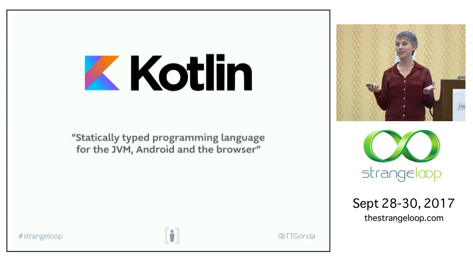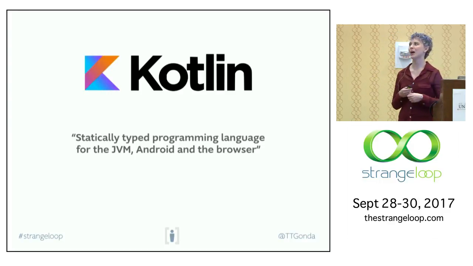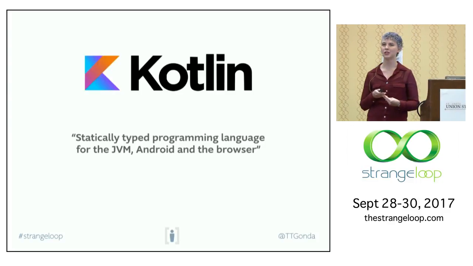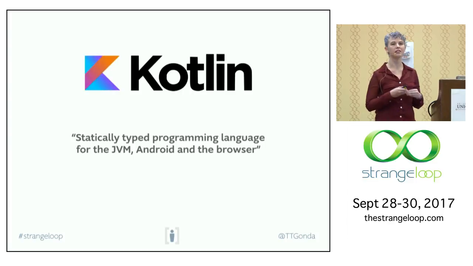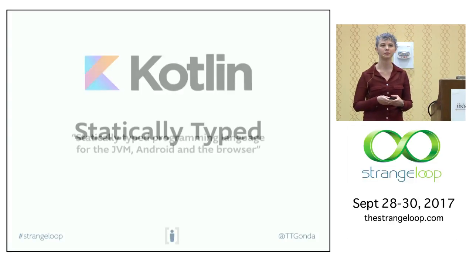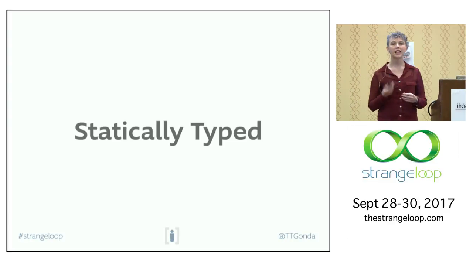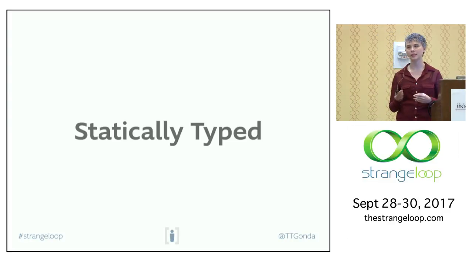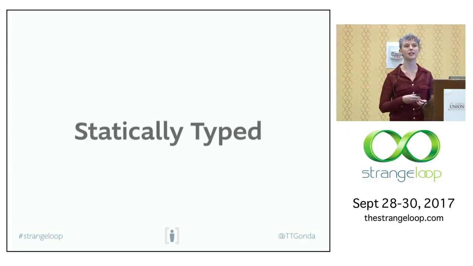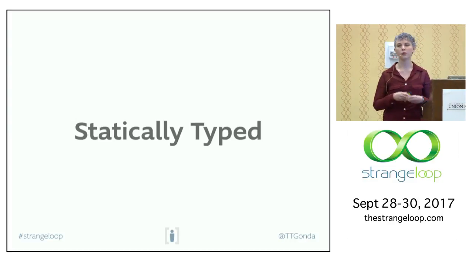So what is Kotlin? It seems like a good place to start. On the website, it's described as a statically typed programming language for the JVM, Android, and the browser. So let's dig in a little bit more into what that means. It's statically typed, so we get the same type safety as we do when we're working in Java. We also can get some great autocomplete. It's statically evaluated, so that can inform the IDE about what's allowed.